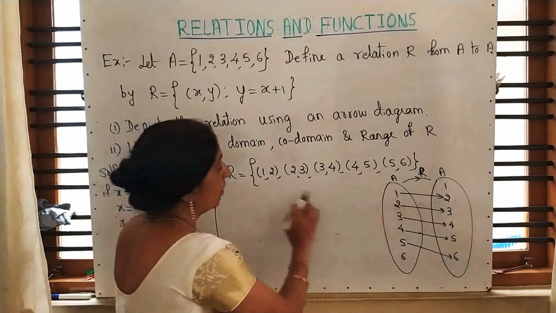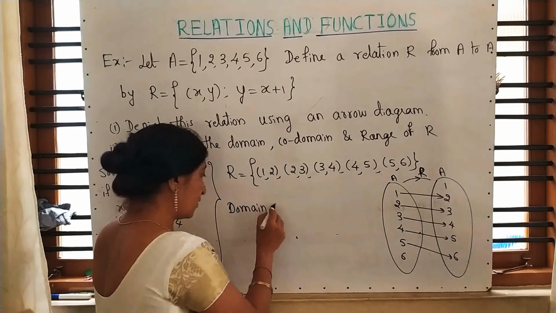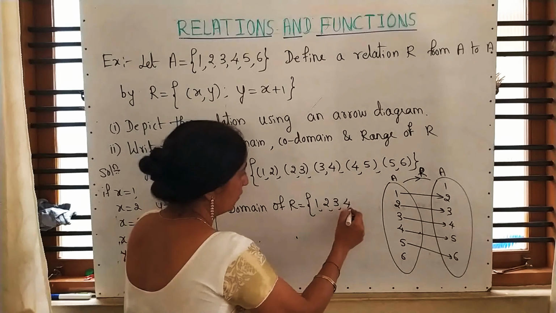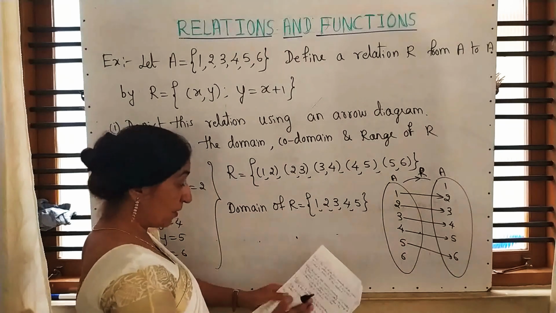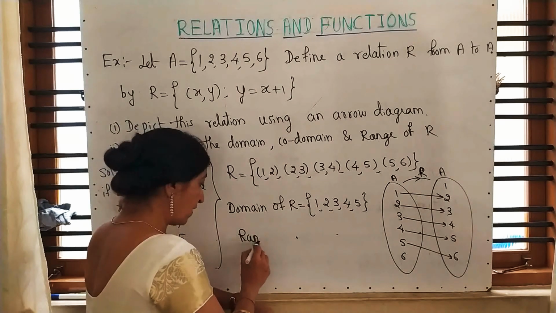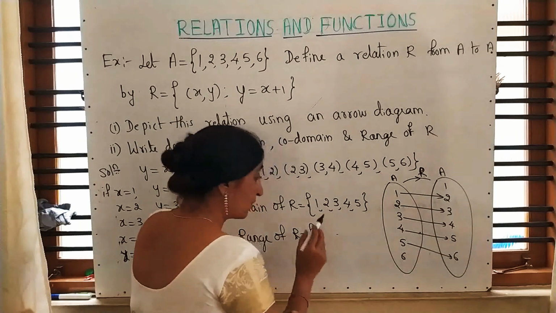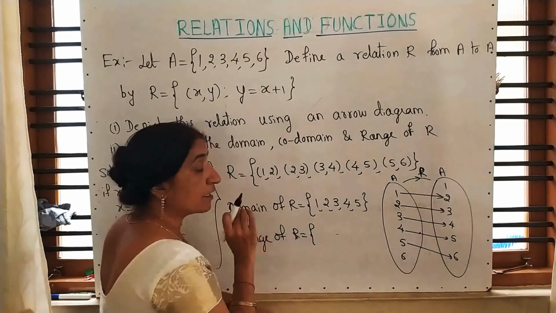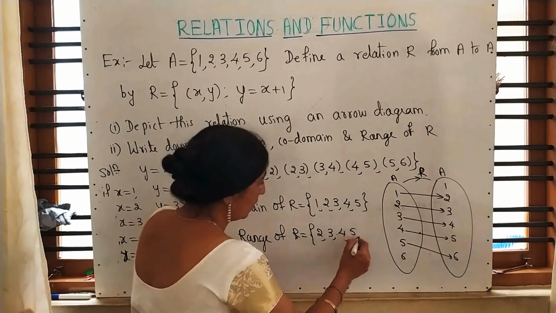Now see, all the first elements are called what? Domain. Domain of R is 1, 2, 3, 4, 5. Remember, all the first elements in the ordered pairs. And what is the range of R? In this relation, all the second elements, that means those which are connected. It starts with 2. In the figure, even though 1 is there, 1 is in the second set and is not connected. So the range is 2, 3, 4, 5, 6.